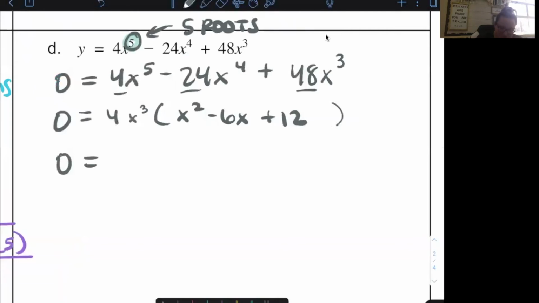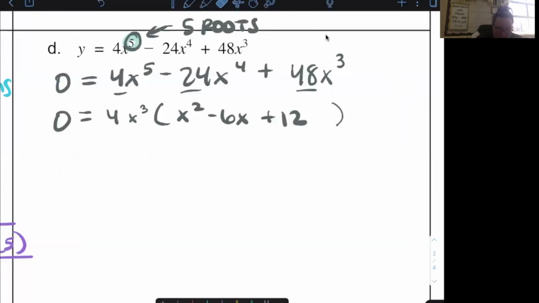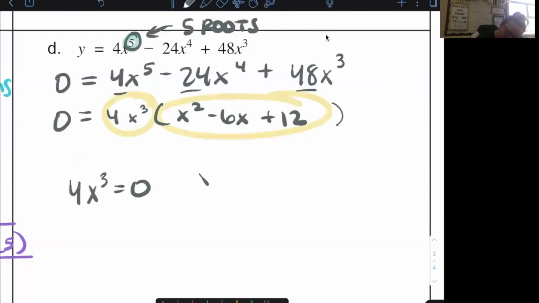So the next thing we want to look for is, is this factorable further? Let's see, factors of 12 that add or subtract to get a 6. 1 times 12, 2 times 6, 3 times 4. None of these would add or subtract to get 6 in the middle, so this isn't factorable. All right, which means we can go ahead and just split this thing. We're going to put each factor, so this factor, 4x cubed, equal to 0, and solve for x. We're going to put this factor, x squared minus 6x plus 12 equal to 0, and solve for x.